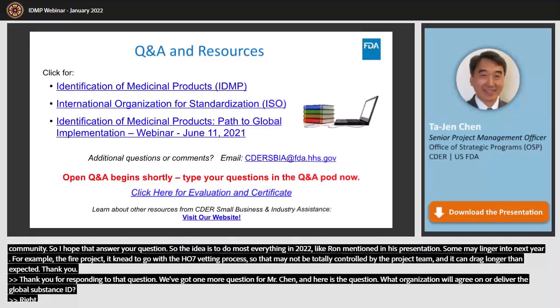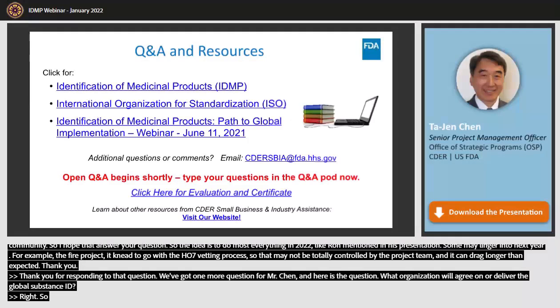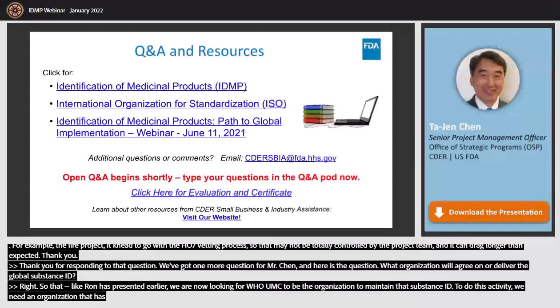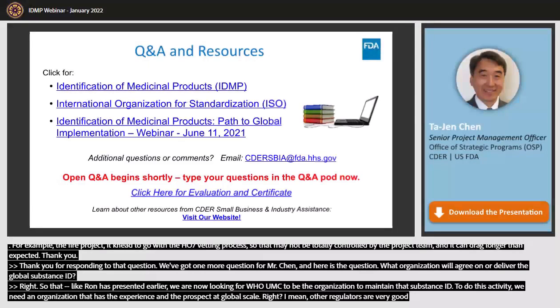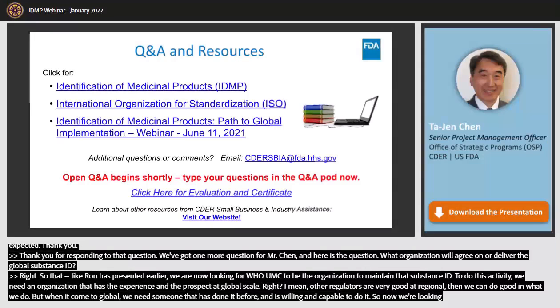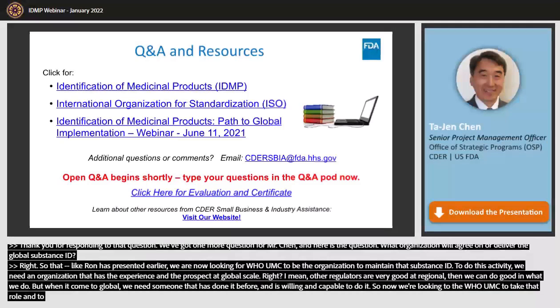Right, so that, like Ron has presented earlier, we are now looking for WHO UMC to be the organization to maintain that substance ID. To do this activity, we need an organization that has the experience and the prospect at global scale, right? I mean, all the regulators are very good at regional things. We can do good in what we do, but when it comes to global, we need someone that has done it before and is willing and capable to do it. So now we're looking to WHO UMC to take that role and to generate and maintain substance ID and PHPID. Thank you.